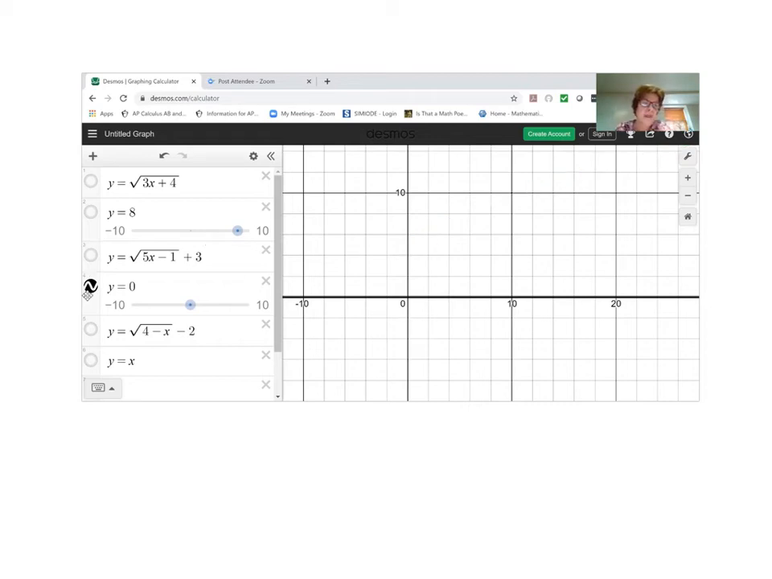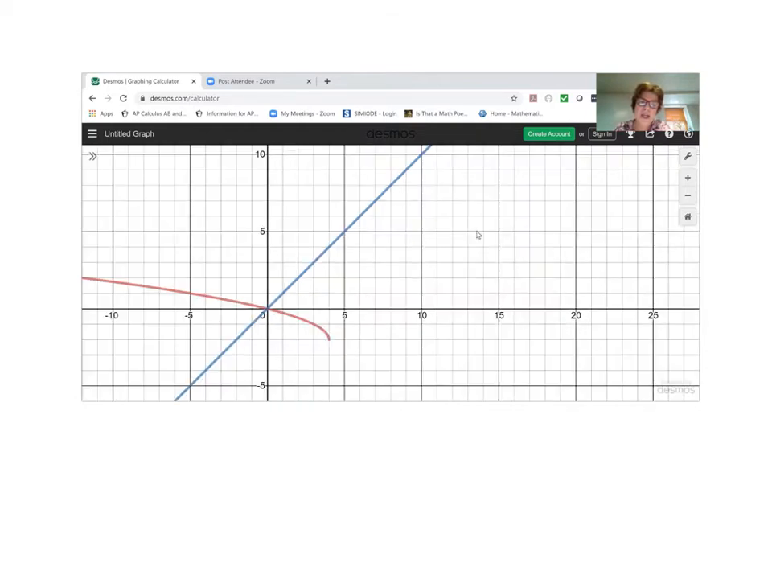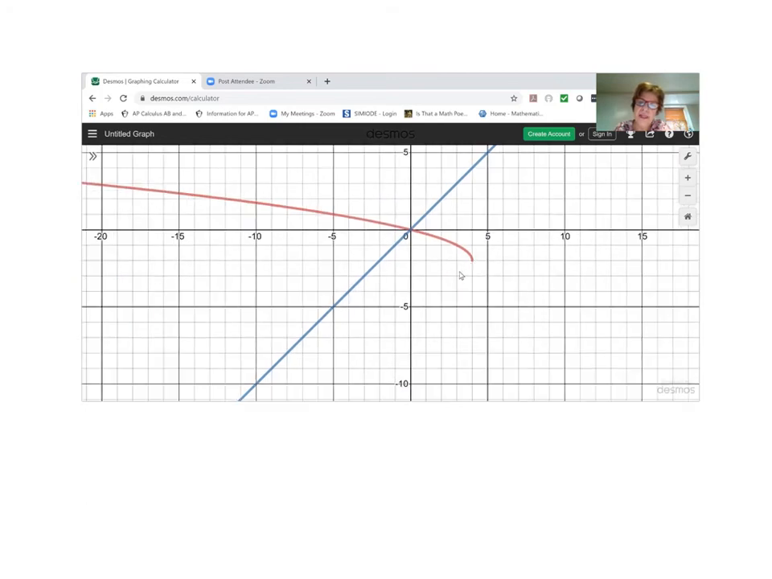And then finally, y equals the square root of 4 minus x minus 2. Well, it's the square root function, moved down 2 units. And y equals x. There's one intersection point here. And again, when we squared both sides, algebraically, we're taking into consideration this bottom branch, which would intersect the line around here, and that would be the extraneous root. Okay, so that's the graphical interpretation.